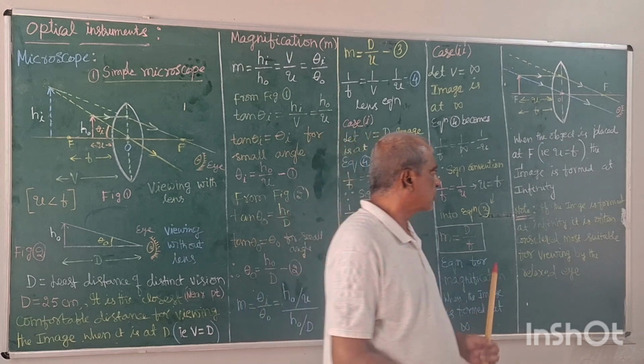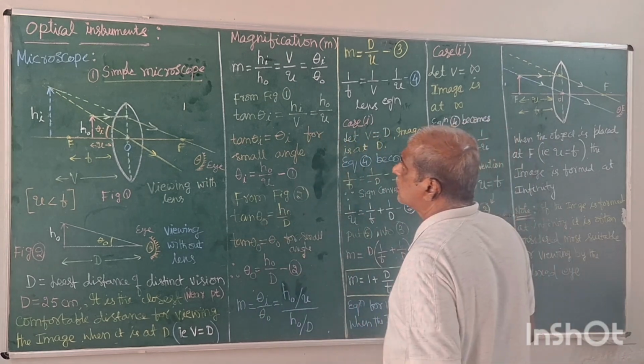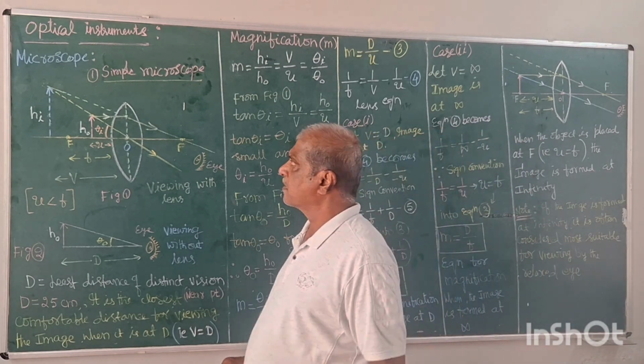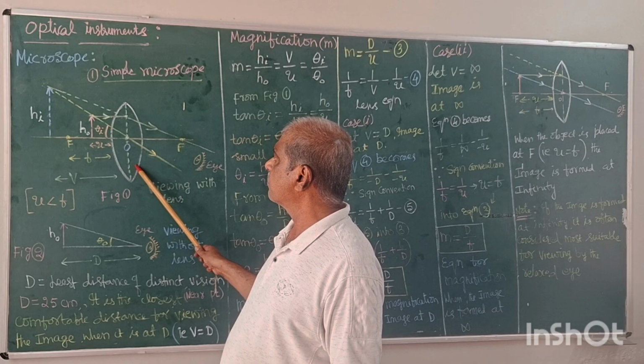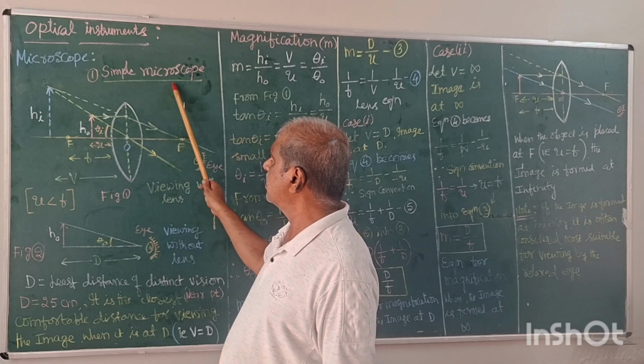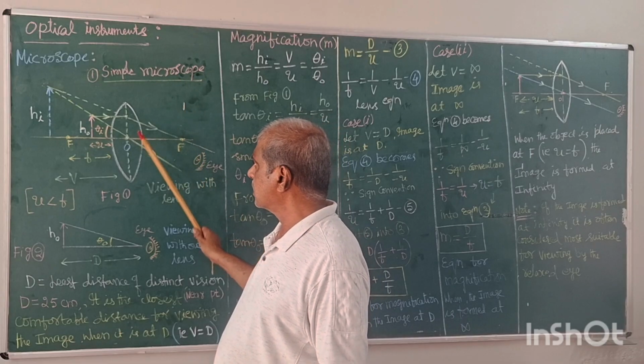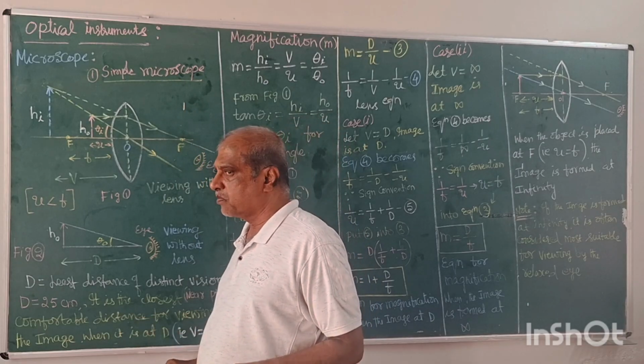So this is about the lens makers. Using the lens makers formula, accordingly we take a suitable convex lens for the construction of the simple microscope. So this is the concept involved in the simple microscope.